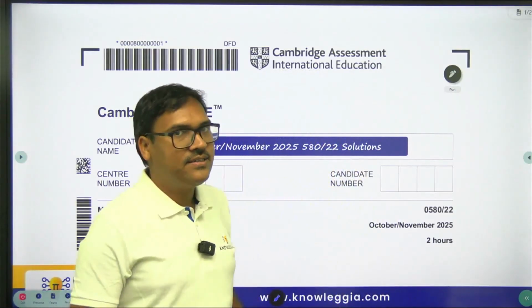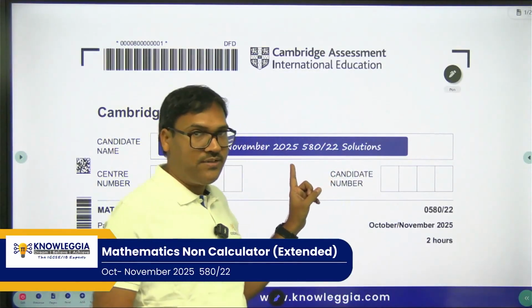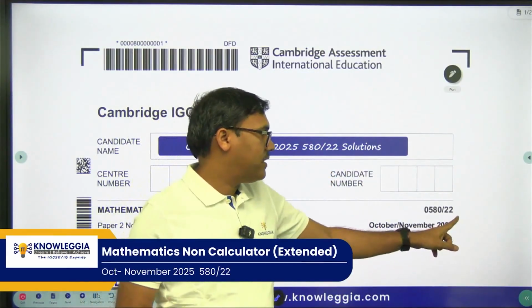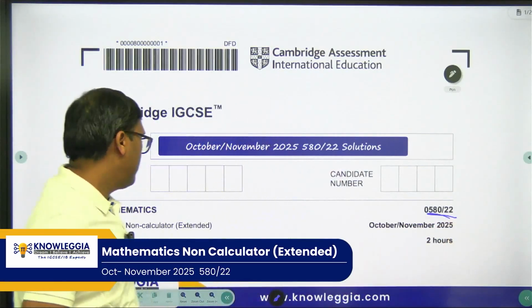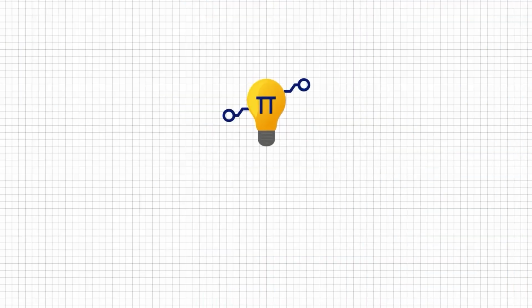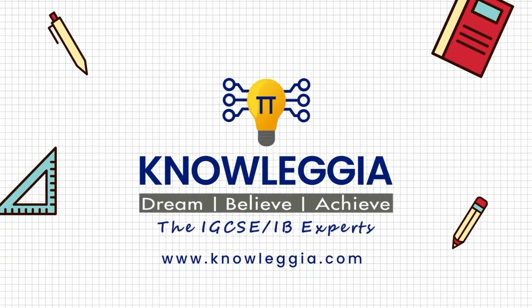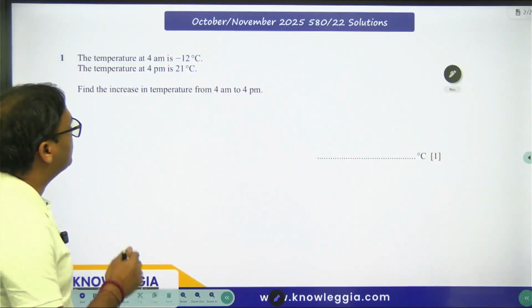So here we are discussing the solutions of the October-November 2025 paper, 0580, code 22. So this is the non-calculator paper. Let's start with the first question.